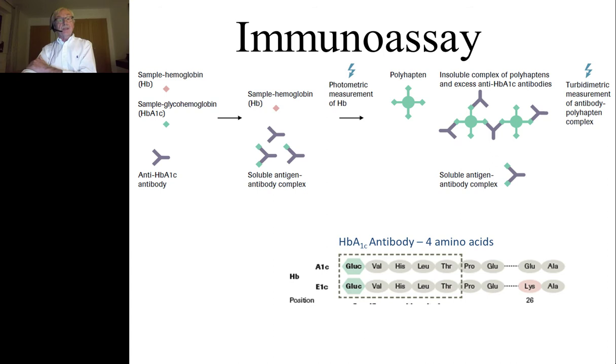Immunoassay. You can imagine how difficult it was to raise antibodies against glycated hemoglobin, where the main difference is the glucose moiety. Nowadays, there are a number of immunoassays available which recognize 3 or 4 amino acids and the glucose attached to the N-terminal valine.